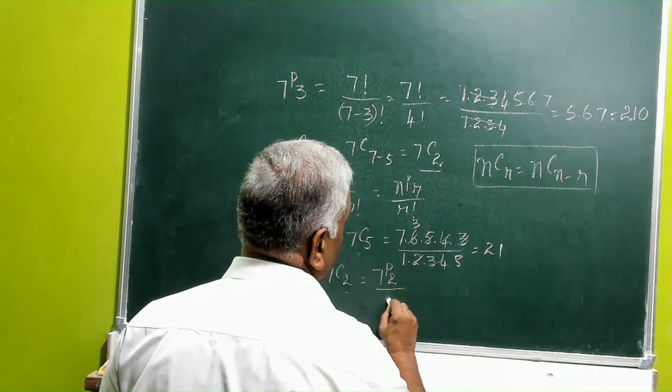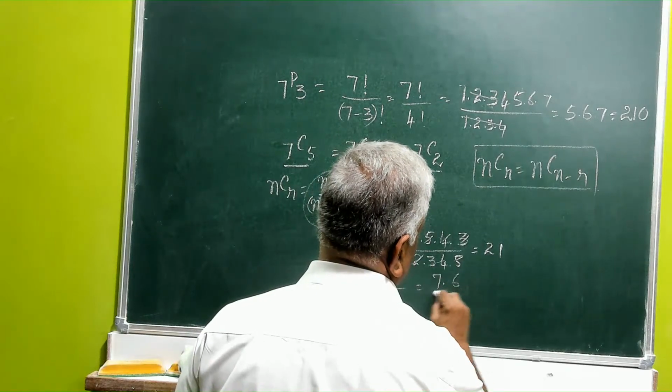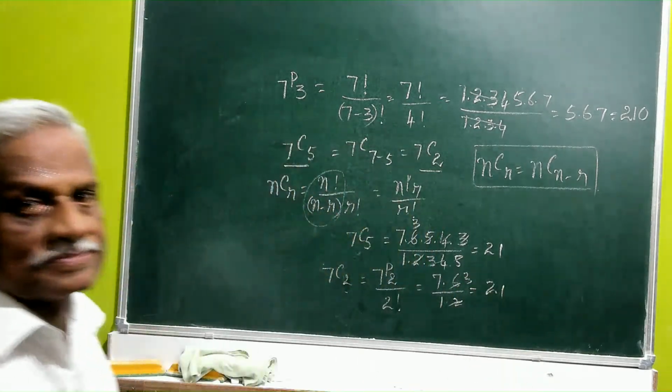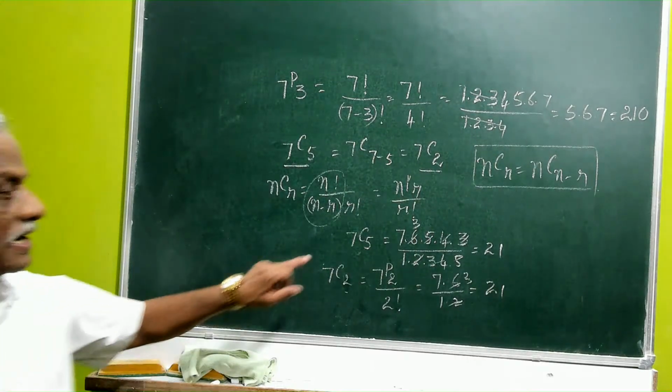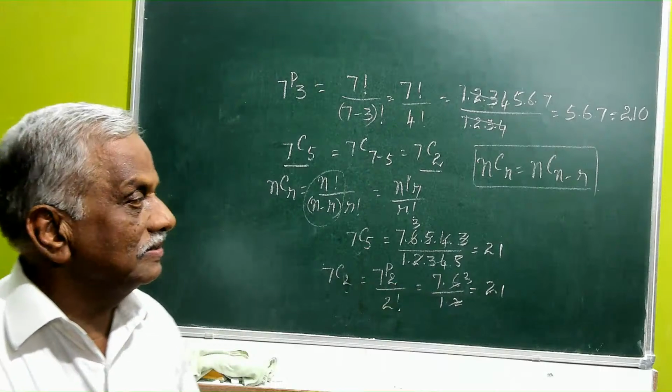7P2 divided by 2 factorial. That is 7 into 6 by 1 into 2. That is 21. So instead of calculating 7C5, you can calculate 7C2, you get the answer.